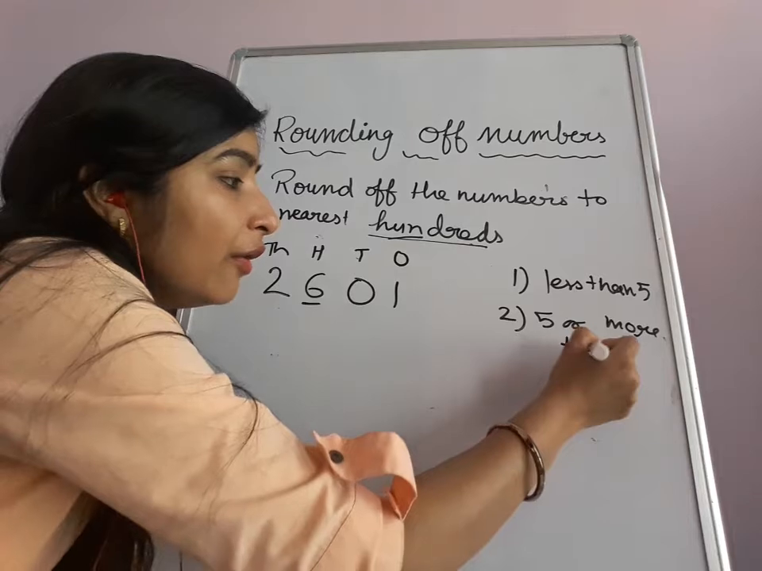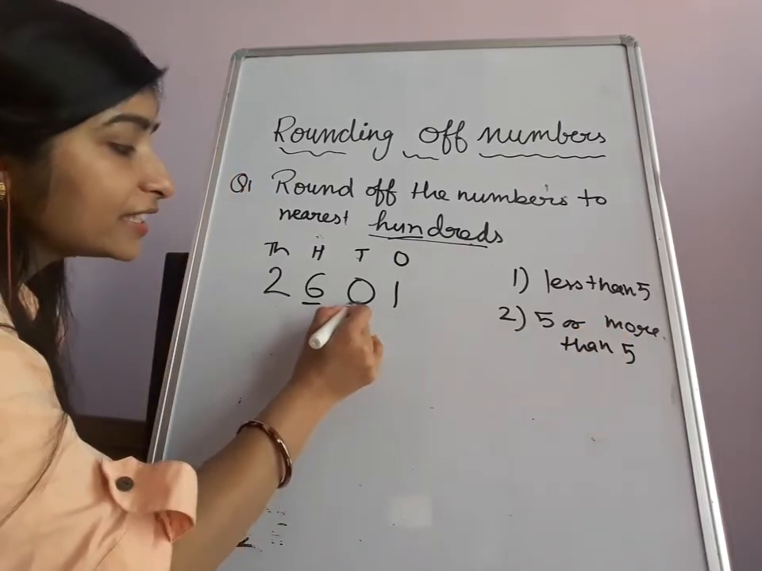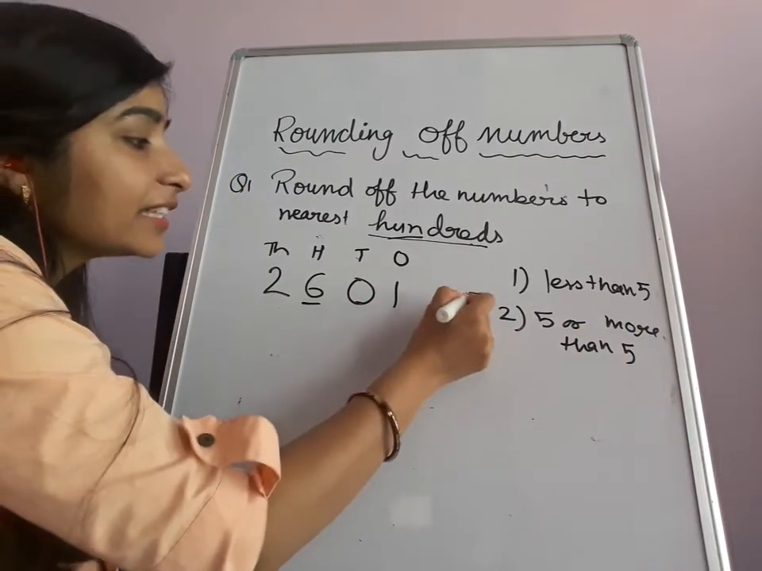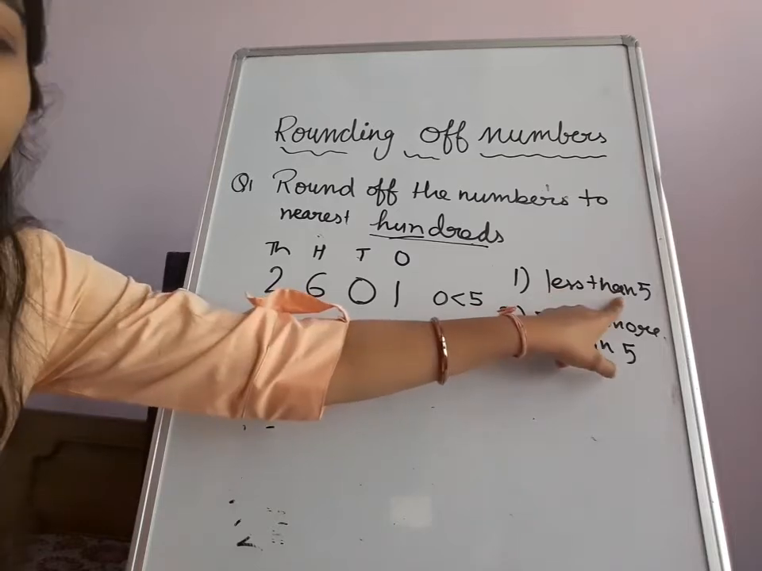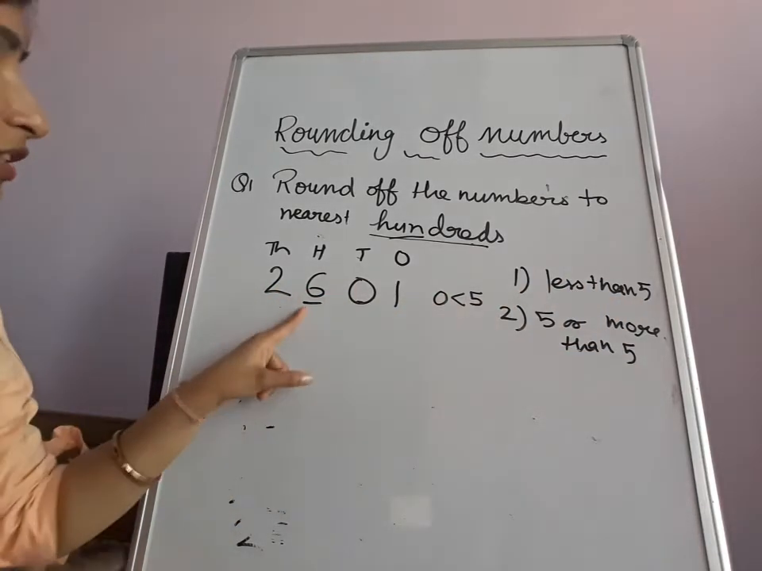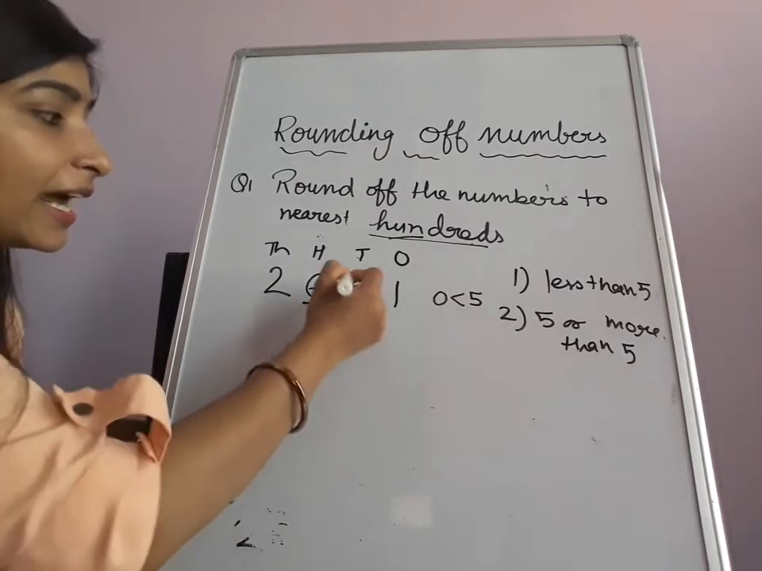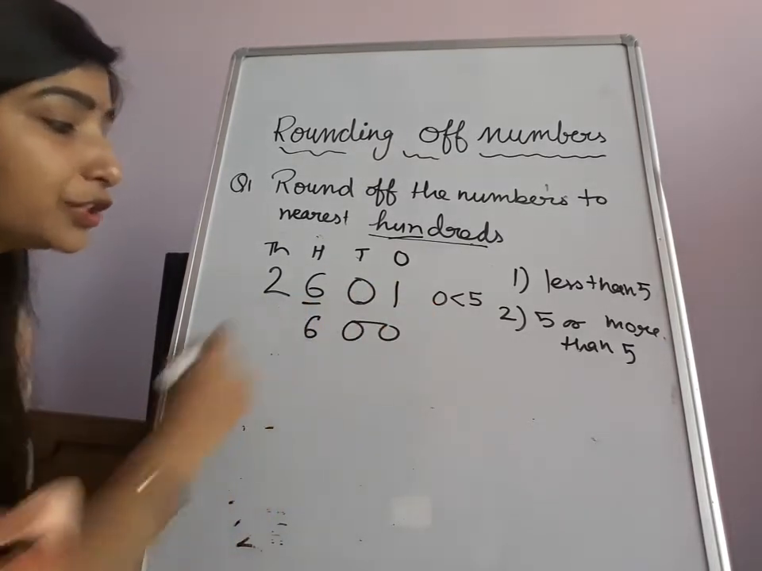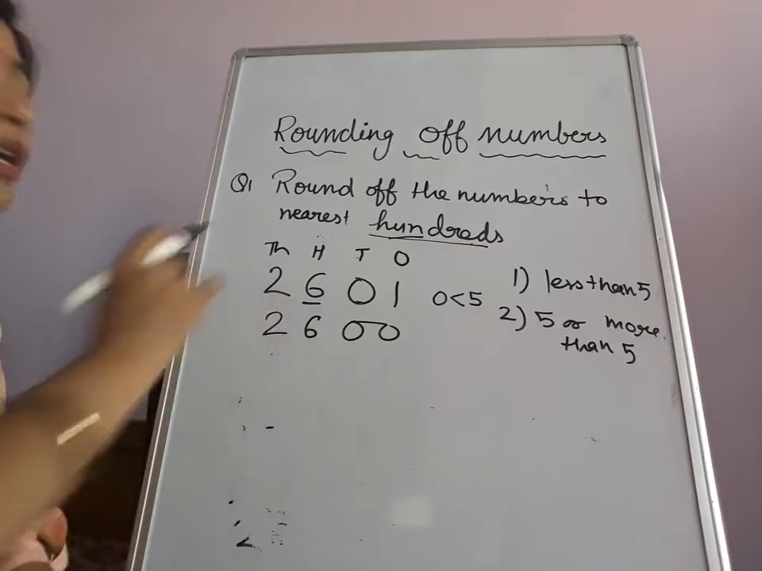Now compare this 0. 0 is less than 5. First condition, less than 5. So 0 is less, so 6 remains the 6, and these two digits become 0 and 2 remains the same.